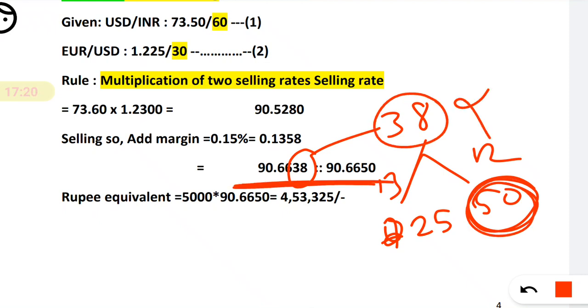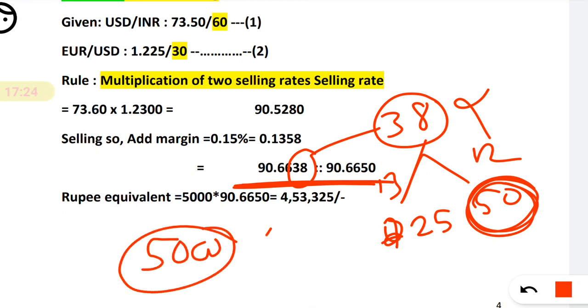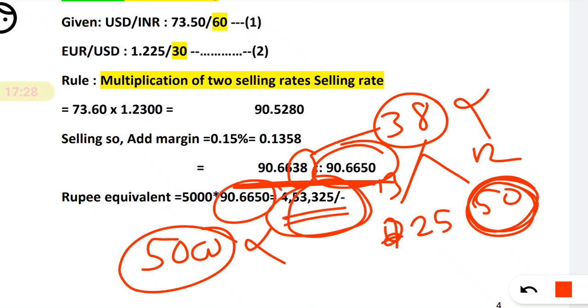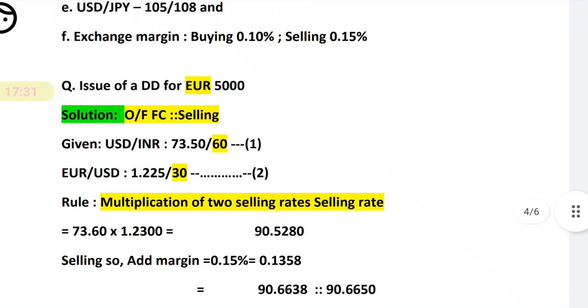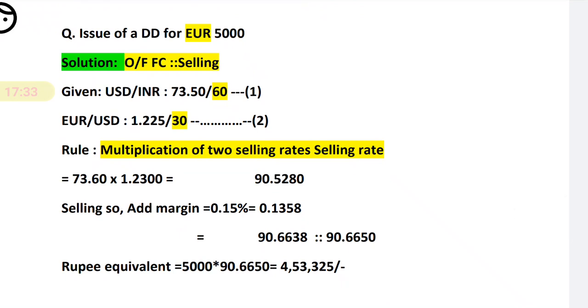Simply replace it, and then you should do it for 5,000 euro. So 5,000 into this rate for 1 euro, just multiply, and you will get the required equivalent. This is how easily you can secure your 3 marks.